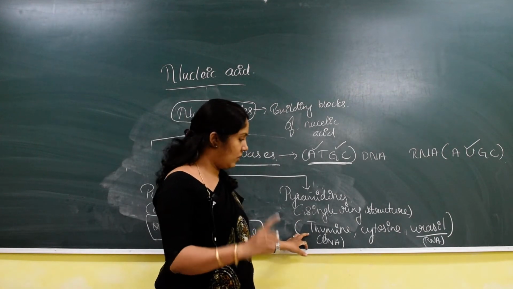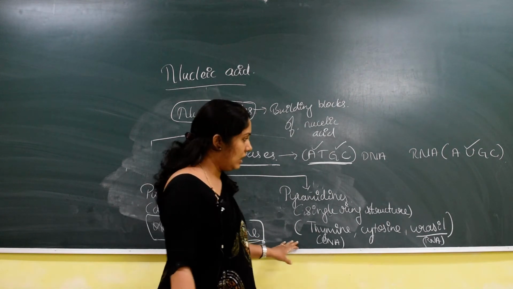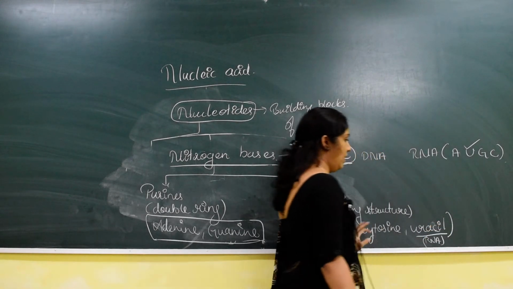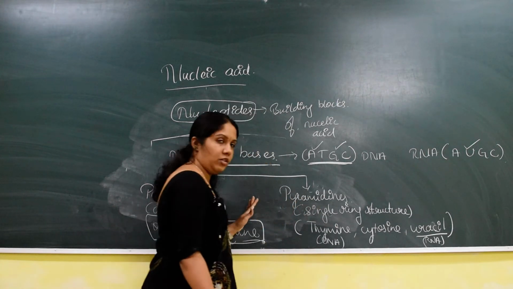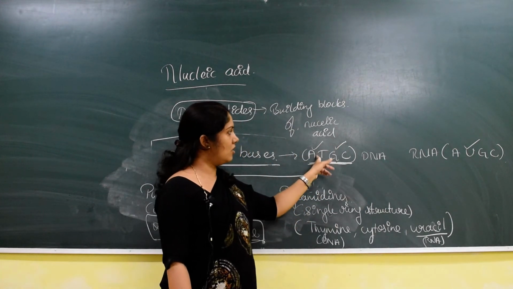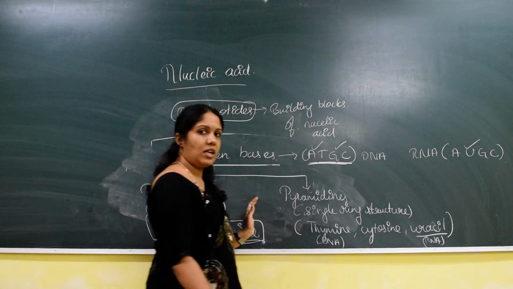Thymine is always seen only in DNA. Uracil does not come in DNA. Instead of T, in the RNA, uracil is seen. So there are totally 4 nitrogen bases, A, T, G, C, or in RNA instead of T it is replaced with U, uracil. So what are these nitrogen bases?